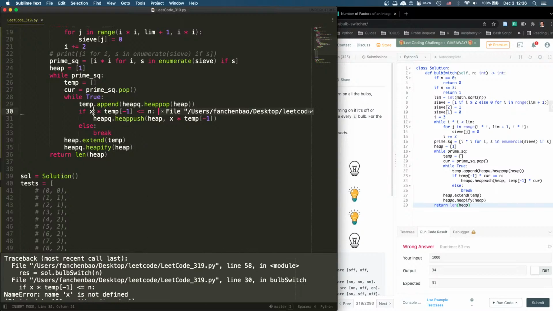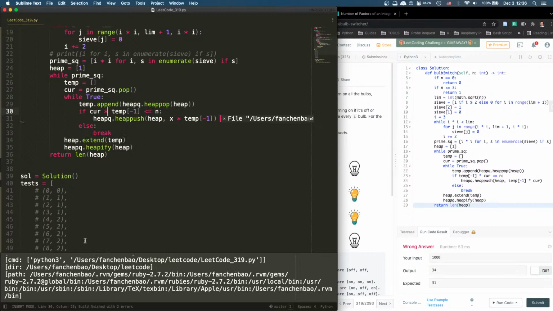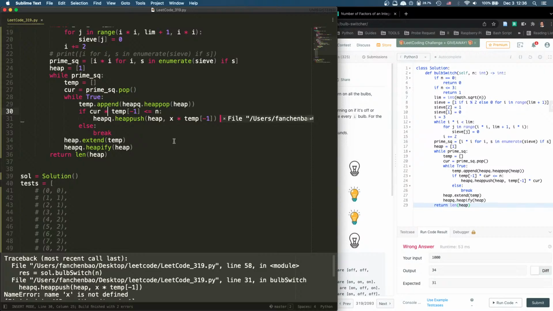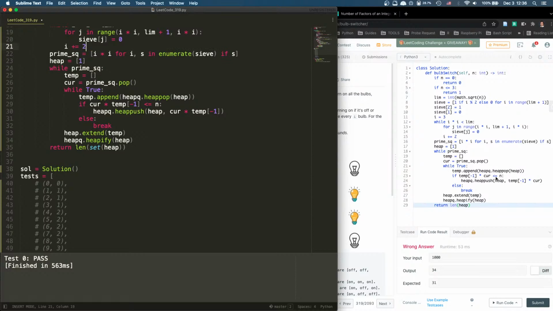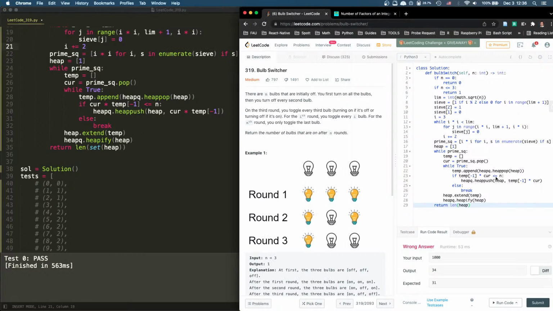X is not defined. Of course X is not defined, there's no X. Okay, so len set. There we go. So basically it's the same thing, right? It's the same thing. So we're not changing anything. We just say set.